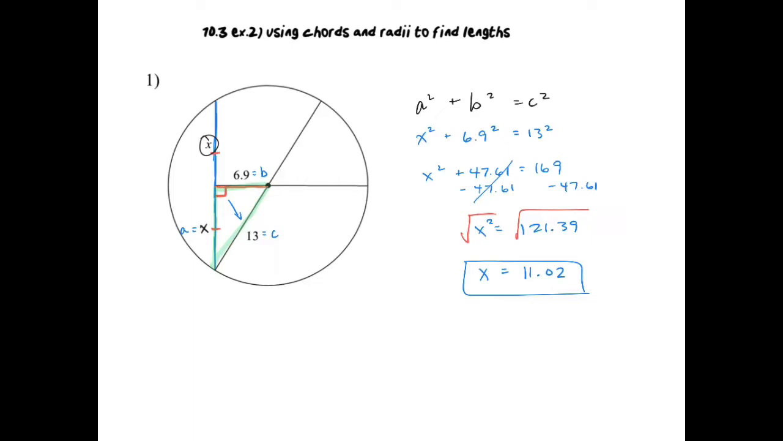So that means this distance is 11.02, and this distance is 11.02. That means this whole chord would have a distance of 11.02 plus 11.02, so the whole chord would be 22.04. They didn't ask for that, but I'm just saying we could figure it out because we're smart.